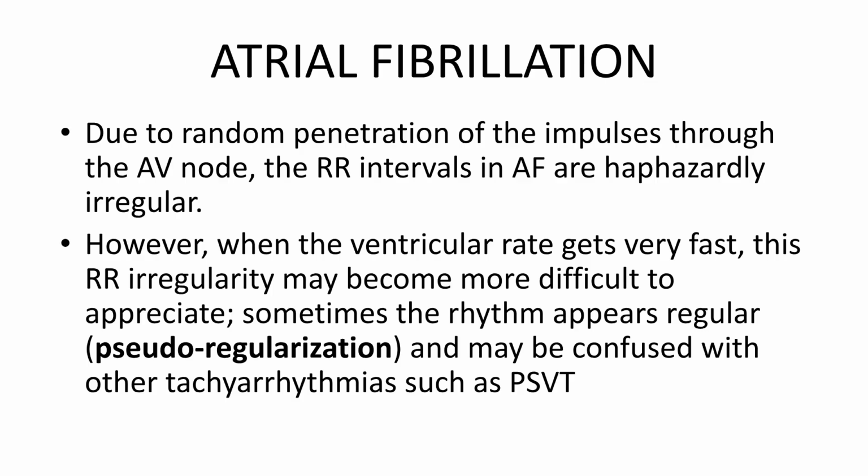In atrial fibrillation, the impulse's random penetration through the AV node causes haphazardly irregular RR intervals. However, at a very fast ventricular rate, this irregularity may be difficult to discern, leading to pseudo-regularization. This tracing is an example of atrial fibrillation with a rapid ventricular response, which should not be confused with PSVT.